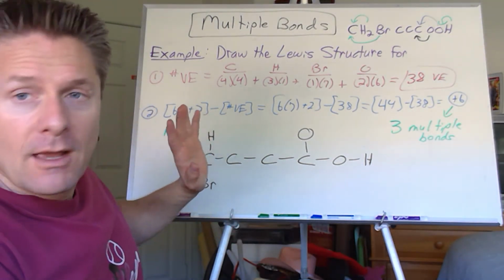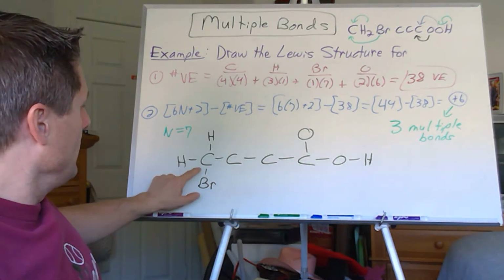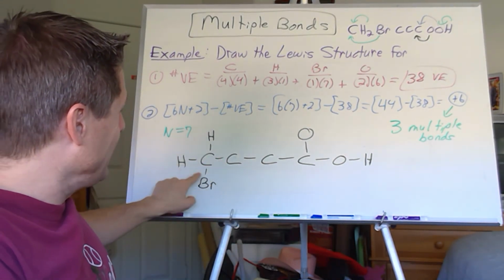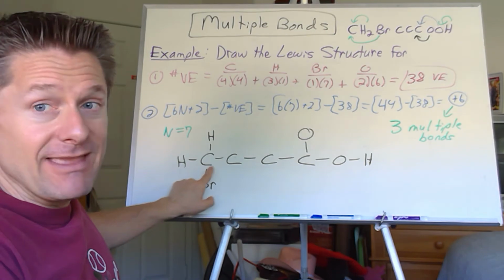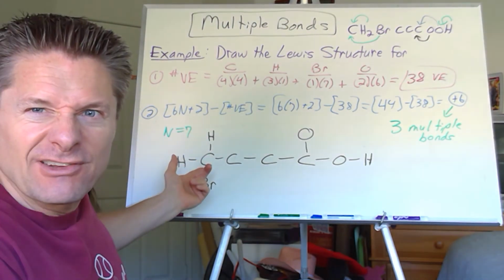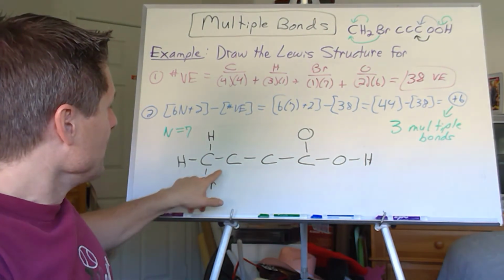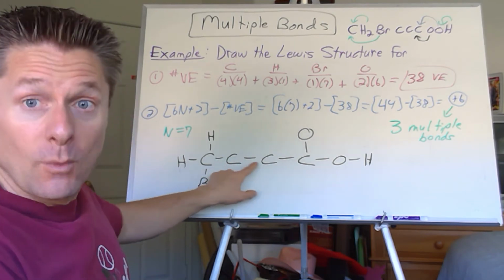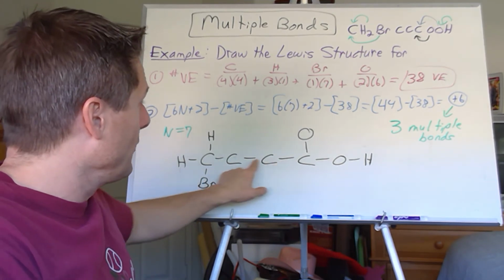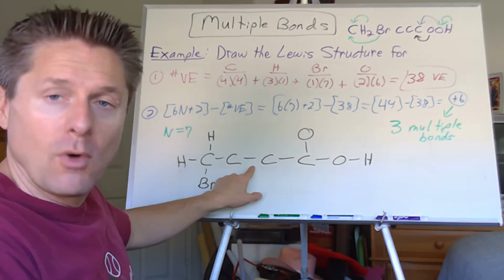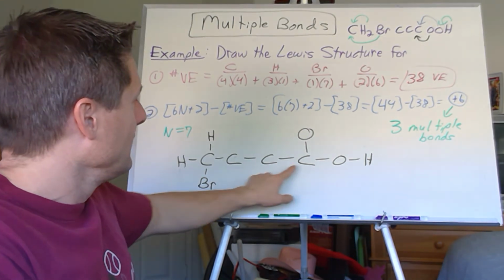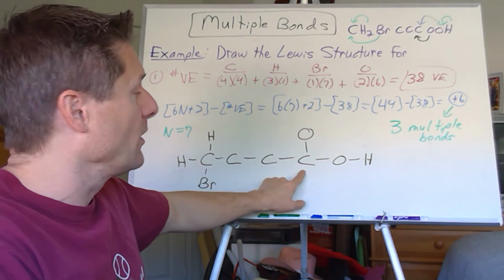Well, carbon prefers 4 bonds, right? 1, 2, 3, 4. So it cannot go to any of these. Hydrogen, it can never go to hydrogen. That would give it 4 electrons. This carbon has 2, so it wants 2 more. This carbon only has 2, so it wants 2 more. Interesting. This carbon has 3, so it wants 1 more.